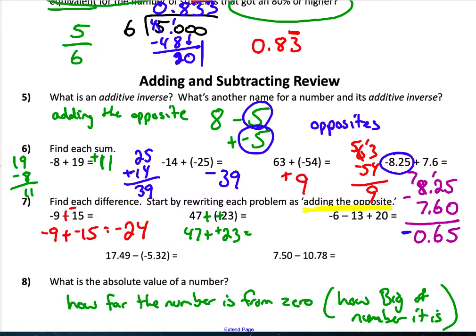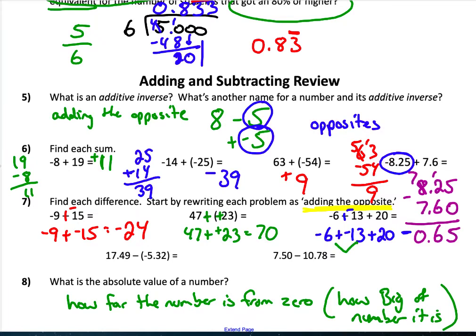Same signs, add them together, and we get 70. All right, next one, negative 6 minus 13 plus 20. So I see subtraction, so I make it adding the opposite. So negative 6 plus negative 13. But the plus 20 was just addition, so I don't need to change that. I want to leave it as addition.